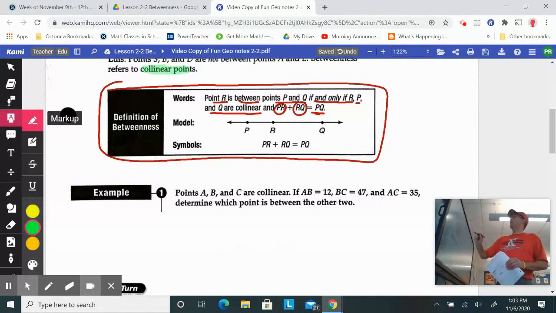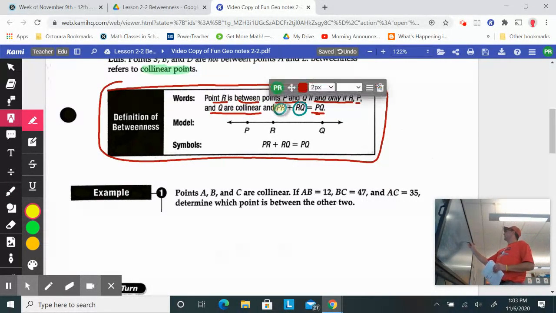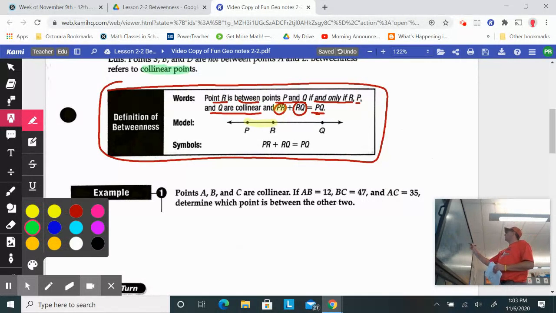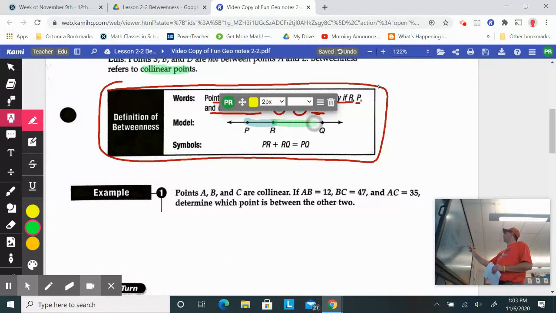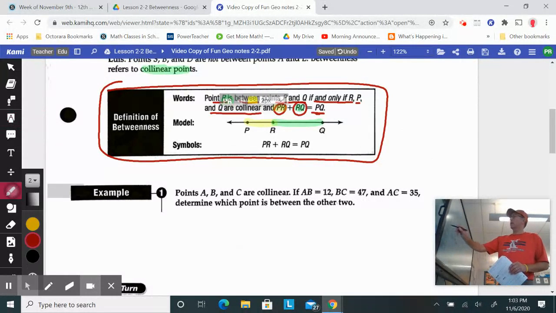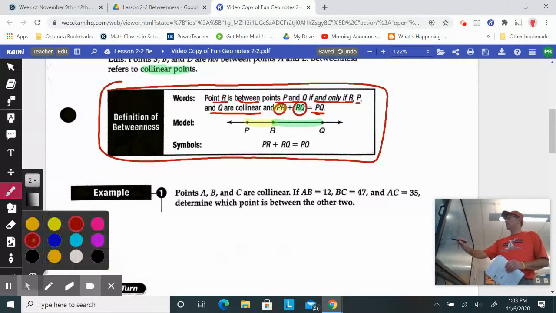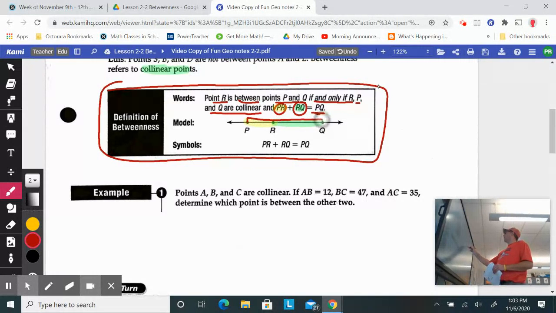Let me use a highlighter. So we're talking about the distance of P to R, which is P to R right there. And the distance from R to Q right there has to be the total distance from P all the way to Q. Kind of makes sense. That distance and this distance has to equal the bigger distance there. That's the definition of betweenness.